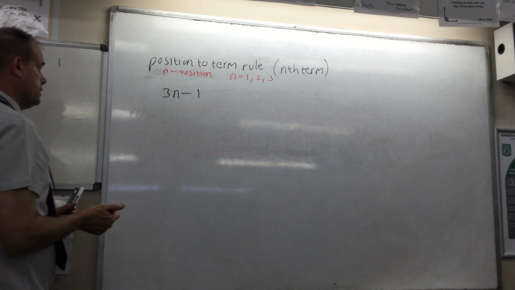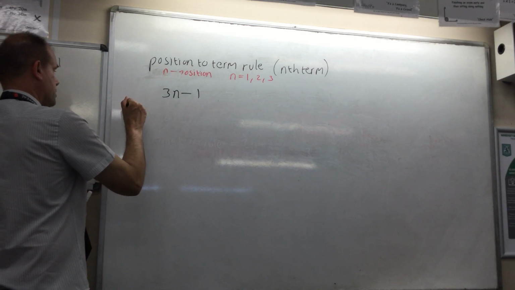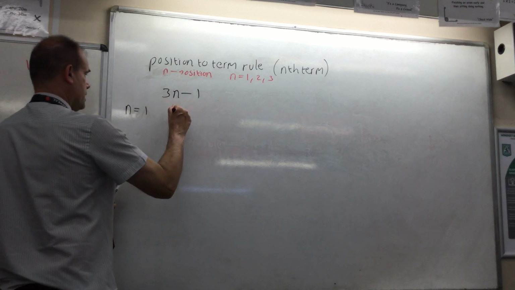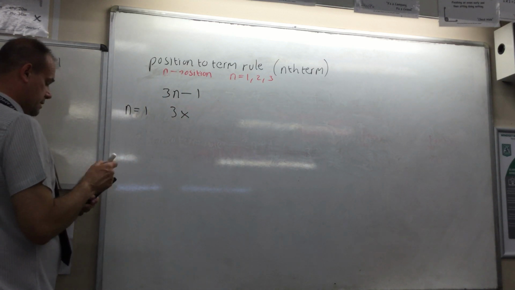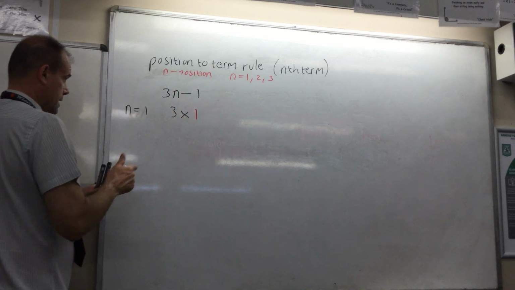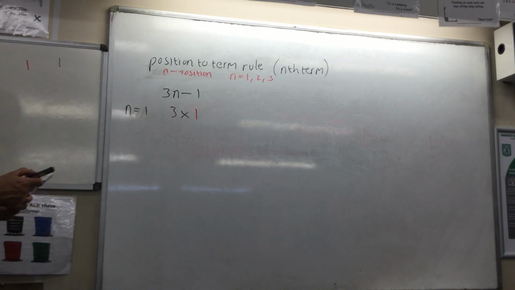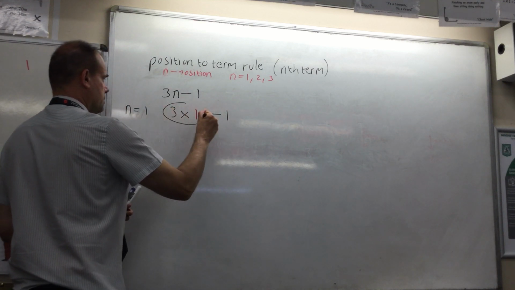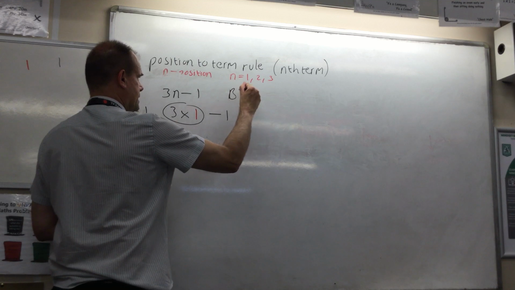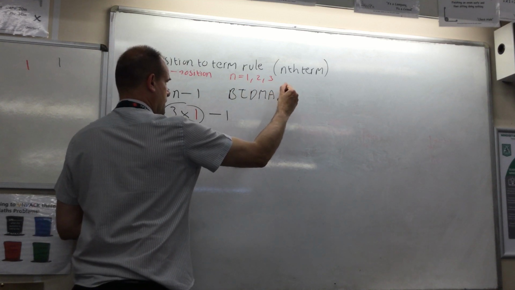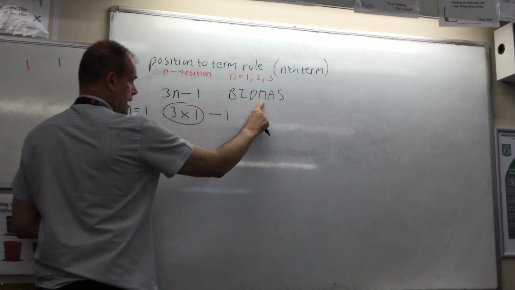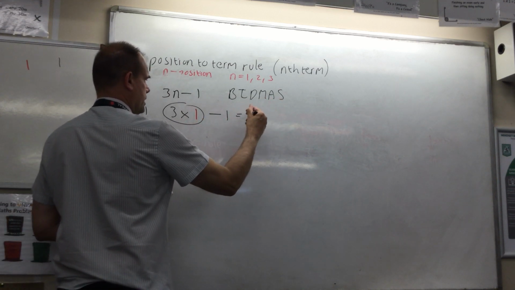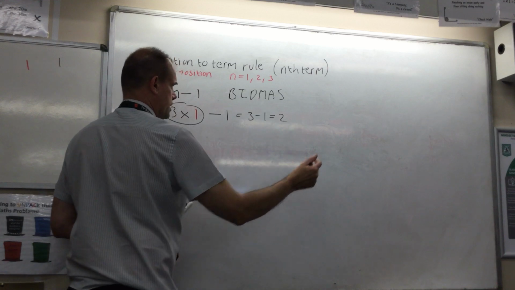So if I wanted the first 4 terms or first 5 terms of that, I'll put 1 in. What I do is 3 times, replace n by 1, because I want the term at position 1. Take away 1. Obviously you do the times first before the subtract. Remember BIDMAS, or BODMAS, we call it BIDMAS now. We do the multiply before the subtract. 3 times 1 is 3. Take away 1, which means the first term of that sequence is 2.